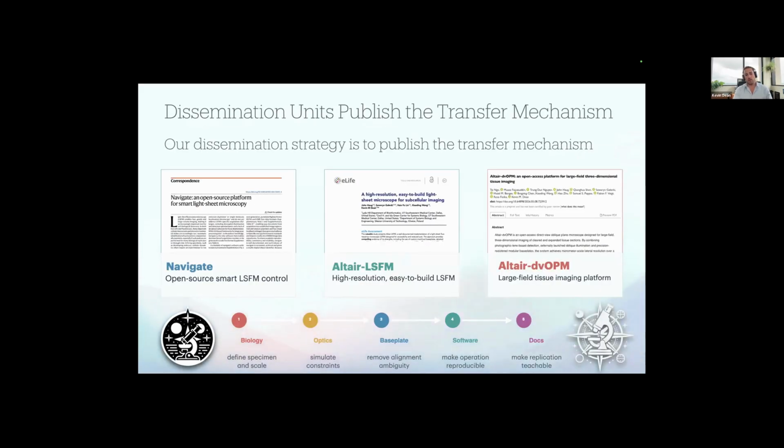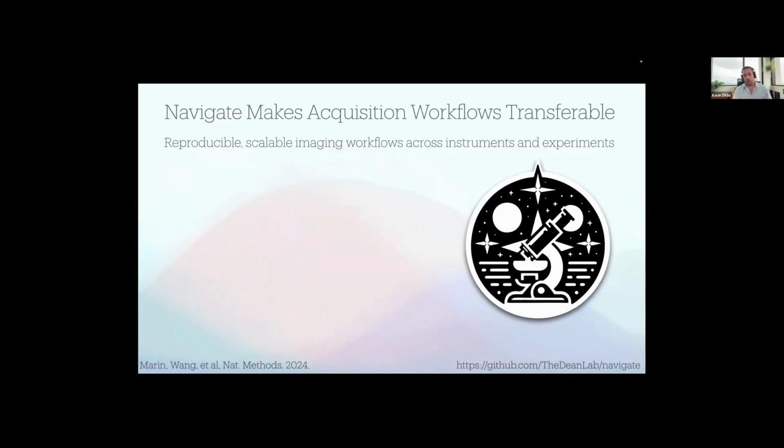And so we've been trying to generate a strategy where we publish the entire transfer mechanism. So how do you go from a design all the way to a functional system? And that includes the control of the system, the software layer, the firmware layer, the hardware layer, all the way down to the actual optical system. And we're trying to do this in a way that allows you to address different biological problems with different sorts of technologies.